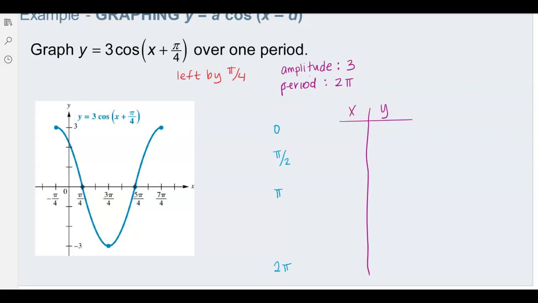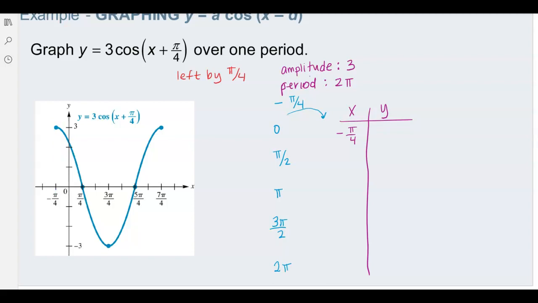So I think about what the values would be if I didn't have any changes. And then, because I'm moving to the left, to get the actual values for x, I'm going to subtract pi/4 from each of these values. So for the first one, 0 minus pi/4 will be -pi/4. That matches up with where I'm seeing this graph starting, right, at -pi/4.